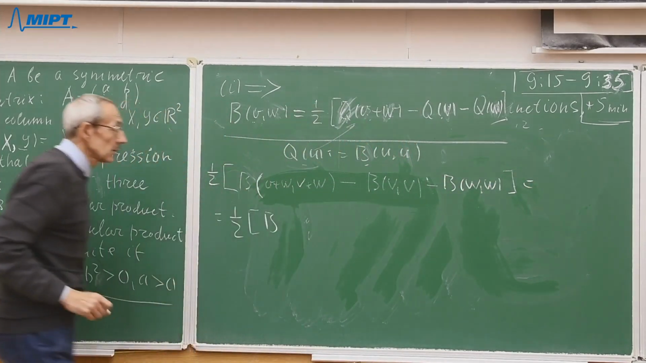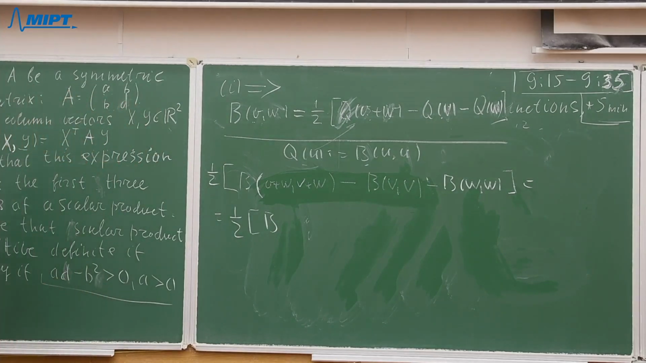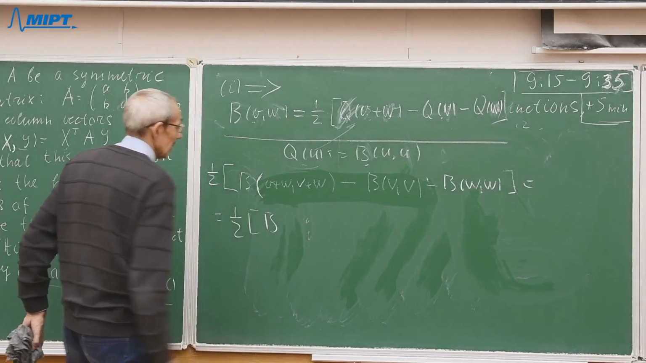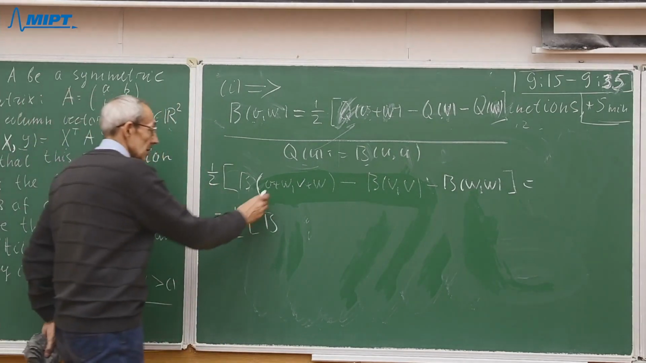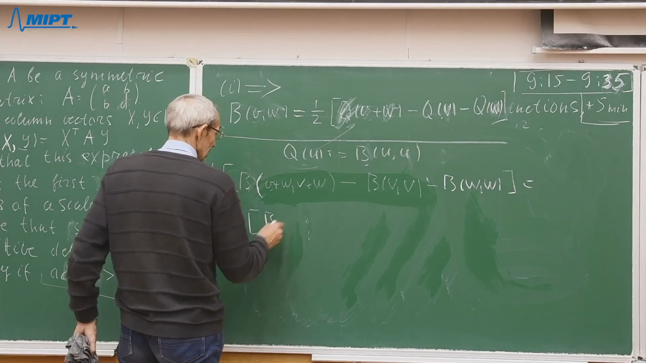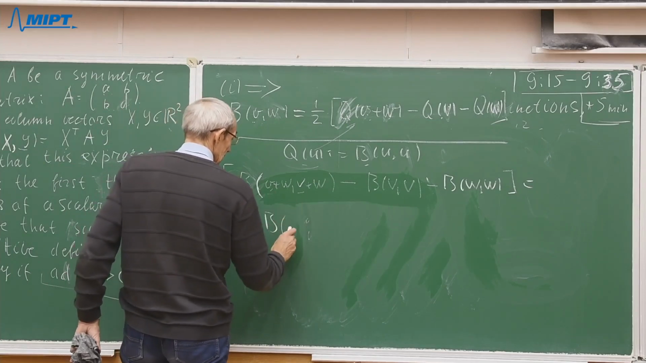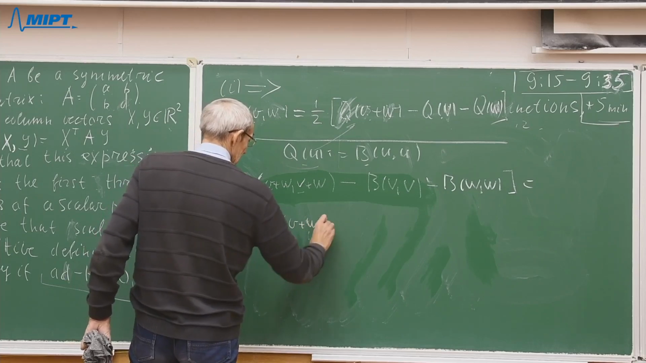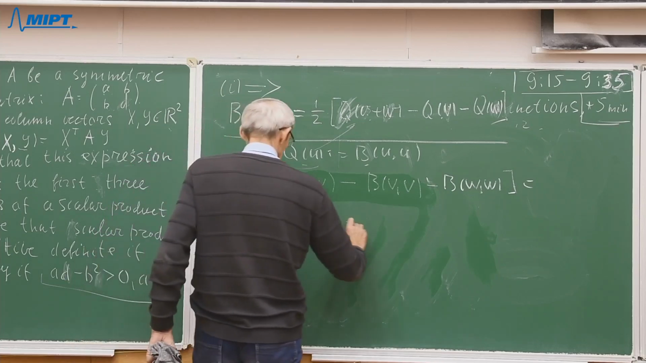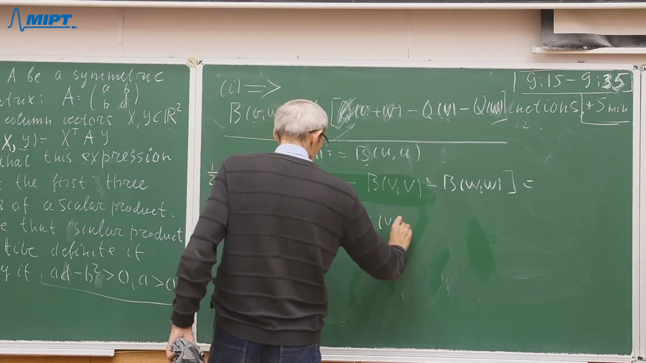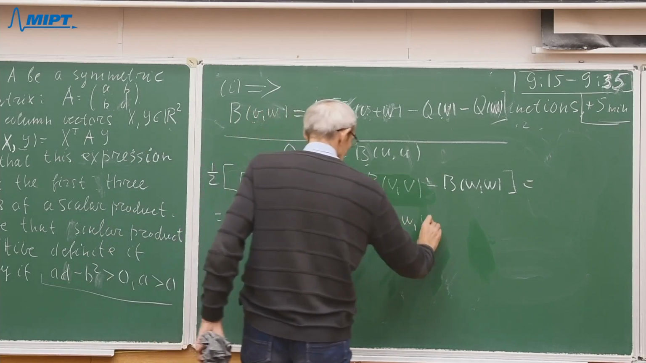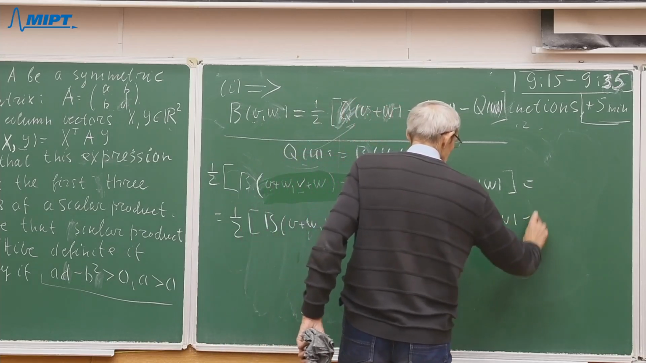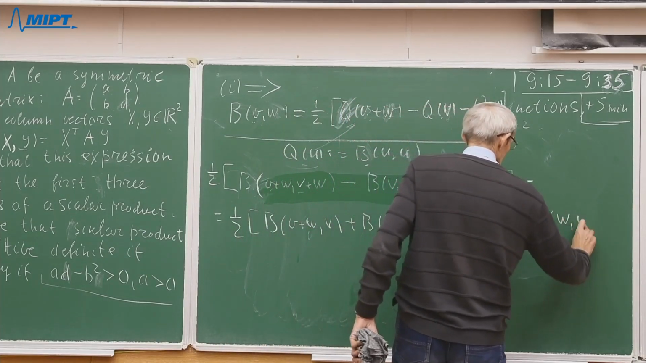Now we can use the property of linearity of a bilinear form with respect to any argument. With respect to the first argument, we obtain that this expression is equal to B(V, V plus W) plus B(W, V plus W) minus B(V, V) minus B(W, W).